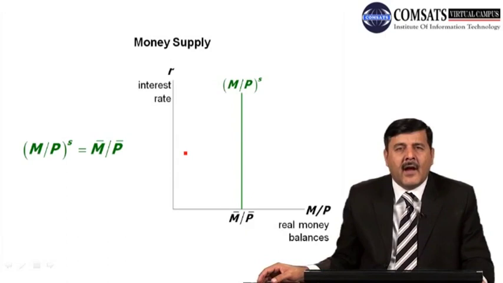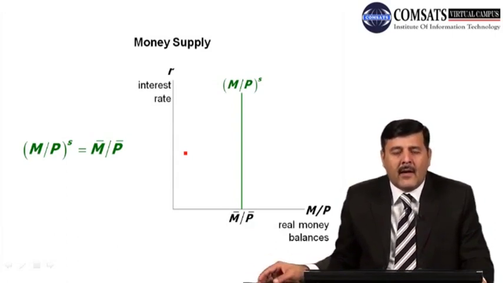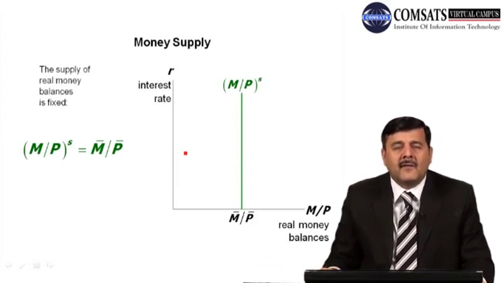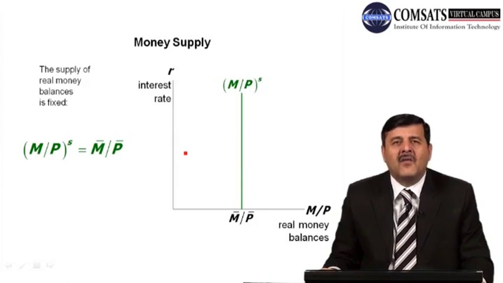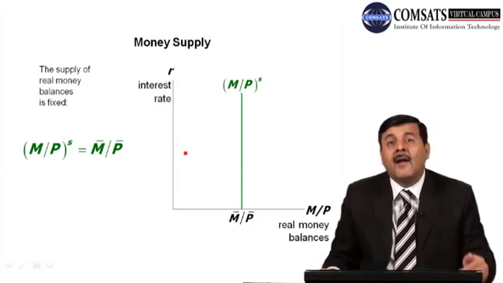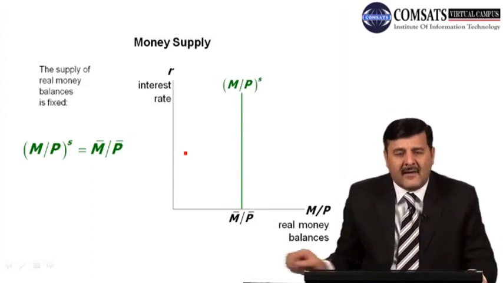If you look in this diagram, on the y-axis we are measuring rate of interest, on the x-axis we are measuring the real money balances. As we know that the supply of real money balances is fixed in the short run, that money supply cannot change in the short run. So M over P supply, which is the money supply in the economy, is equal to M bar over P bar, as you can see in front of you. It means the money supply is given, money supply is constant, right?